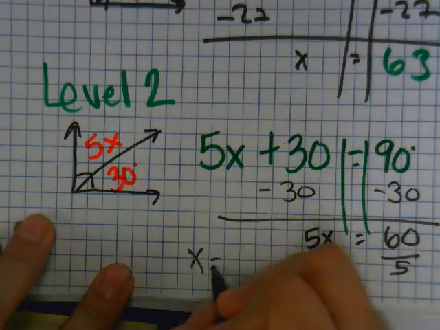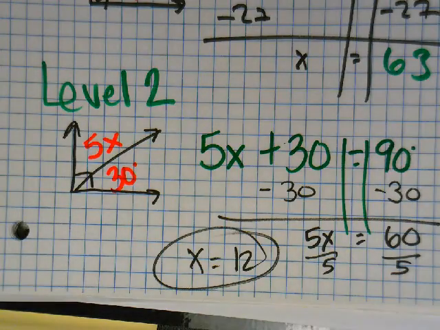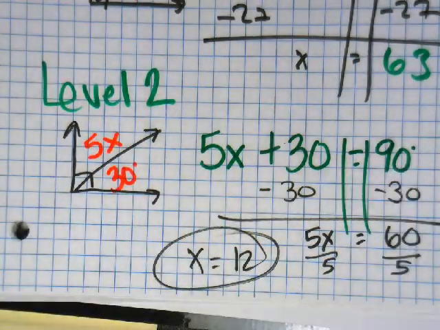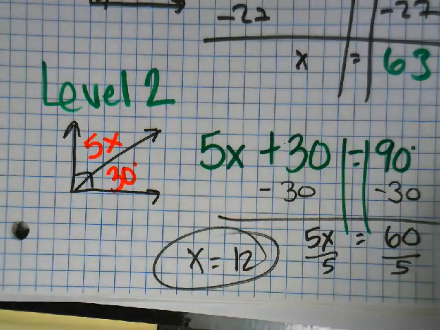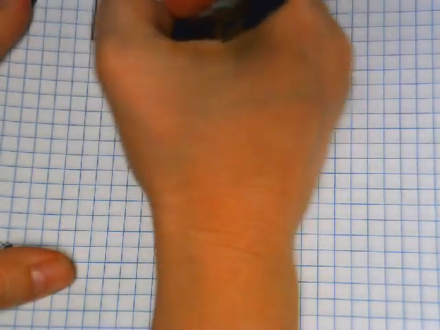X equals 12. 60 divided by 5. This is level 2. All right. Level 2.1. How many levels are there? 100.